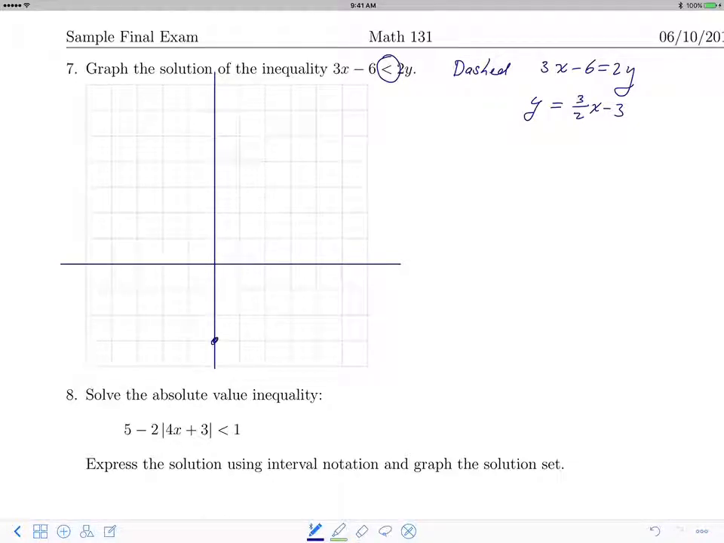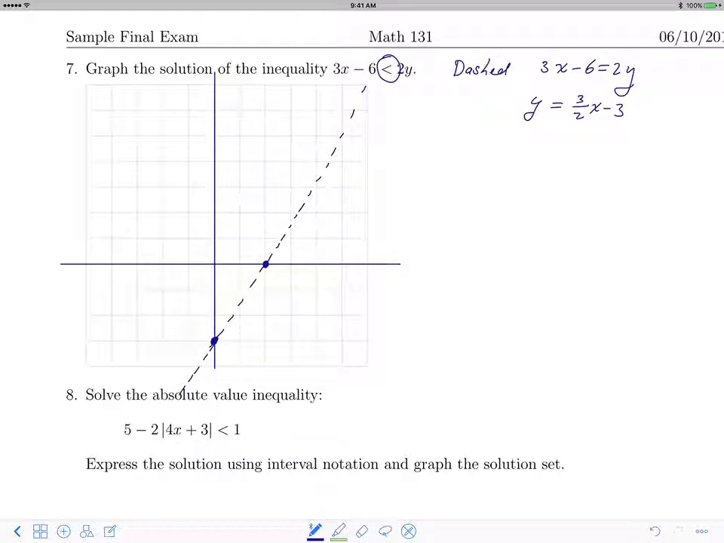which is right here. And then the slope is 3 over 2, so we can rise 3 units for every 2 units to the right. So go up and right, okay? And then we can draw our line. But we have to draw the line dashed. Okay, let's clean this up.